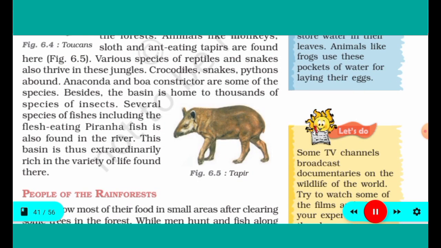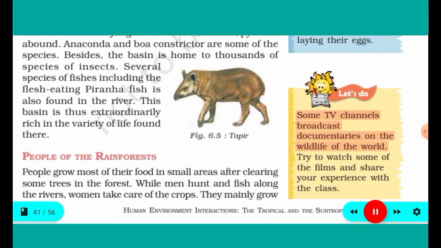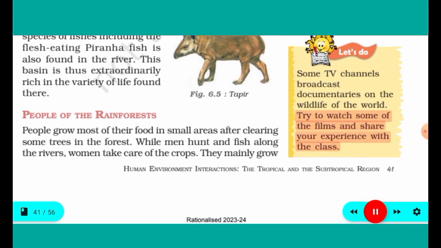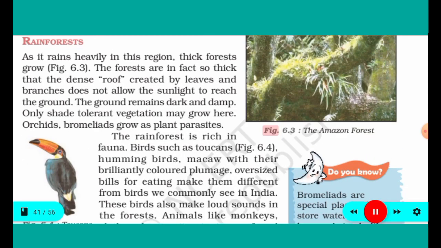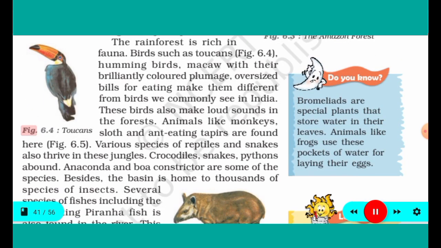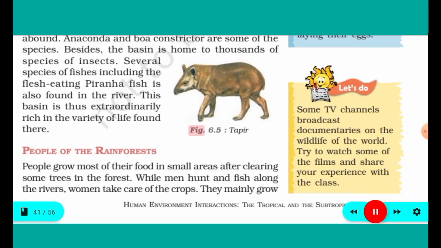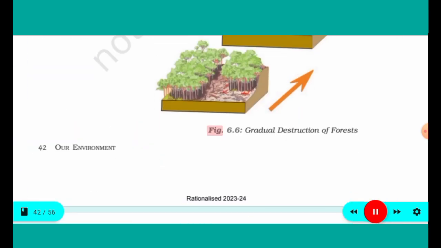Let's do. Some TV channels broadcast documentaries on the wildlife of the world. Try to watch some of the films and share your experience with the class. Fig. 6.3. The Amazon forest. Fig. 6.4. Toucans. Fig. 6.5. Tapir.